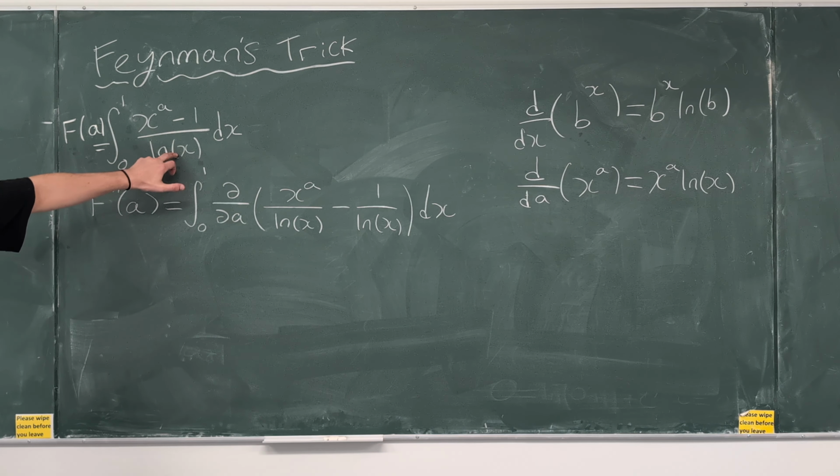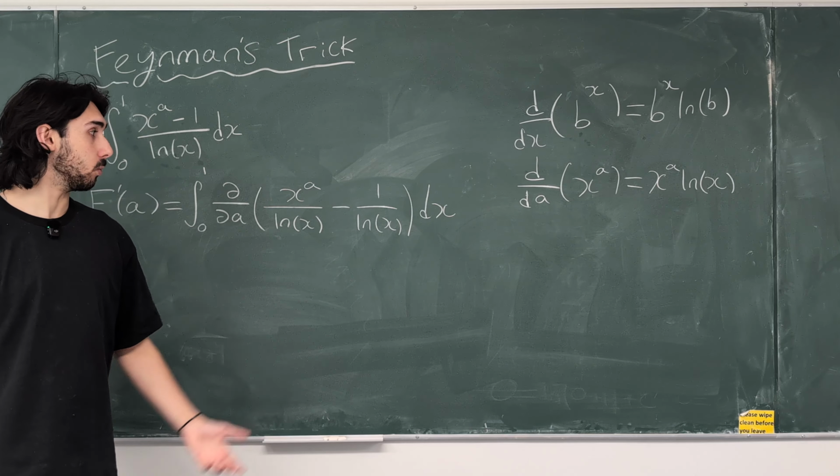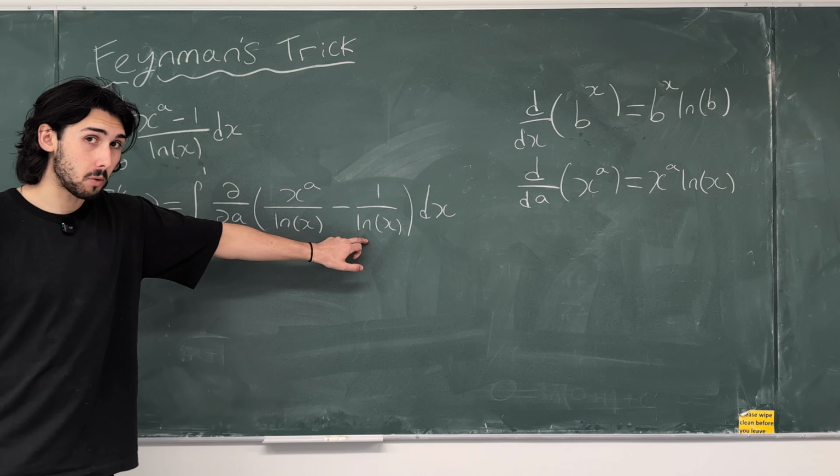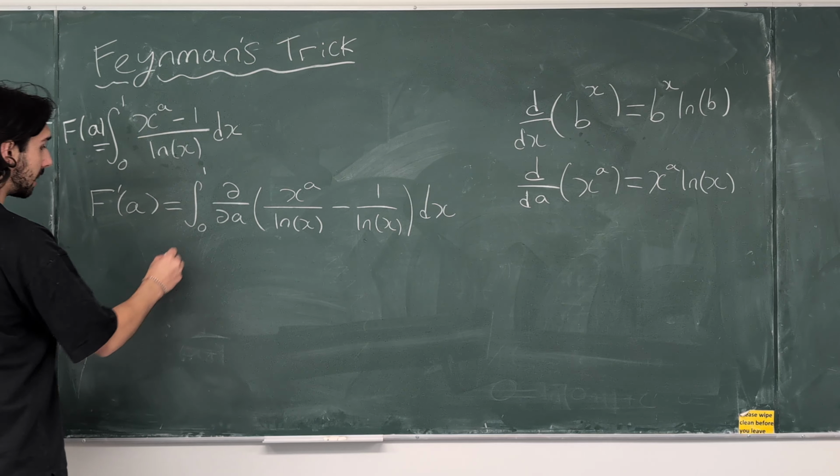Because 1 over the natural log of x, there's no a's in it. There's no a's in it. So this is a constant. It's going to differentiate to 0 with respect to a. Okay, so let's keep going.